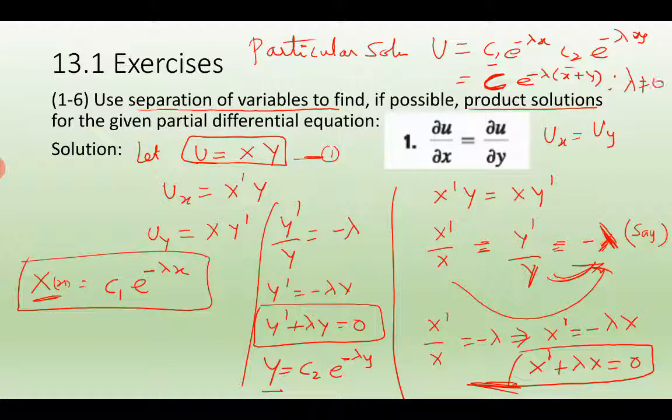The condition is lambda not equal to 0, because when lambda is equal to 0, it does not satisfy this equation. So lambda not equal to 0. That's the solution of this problem.